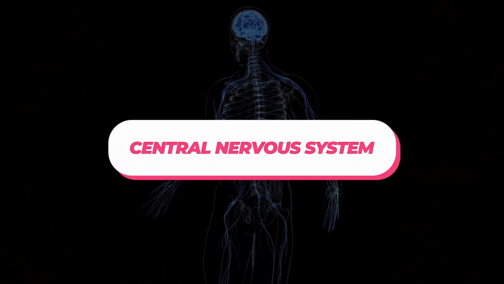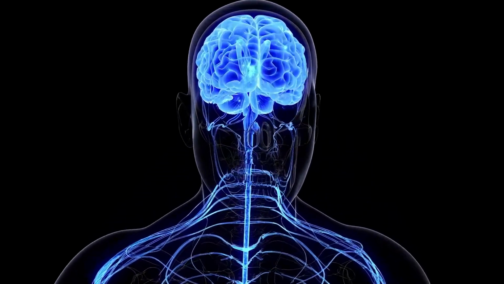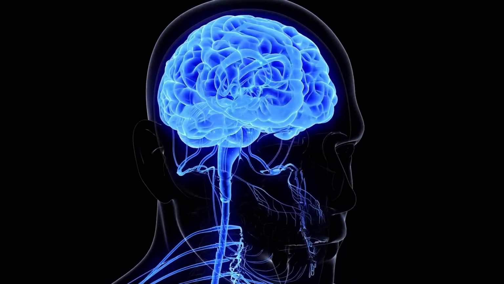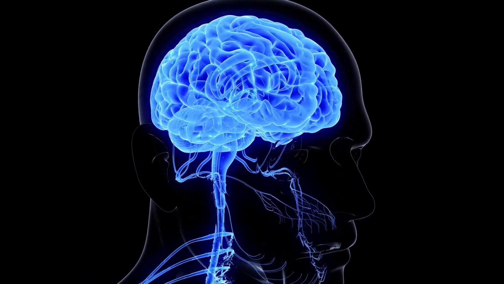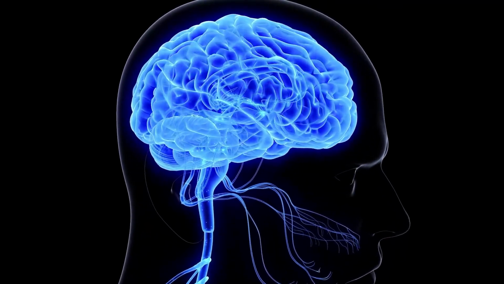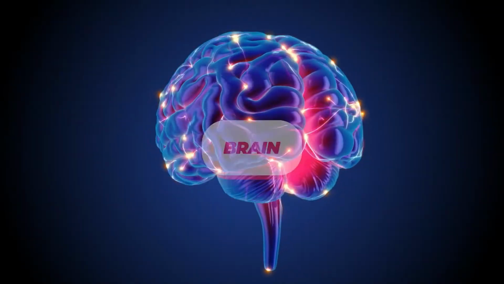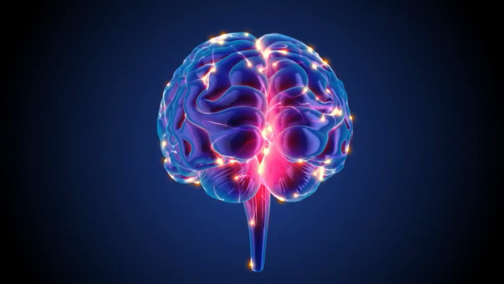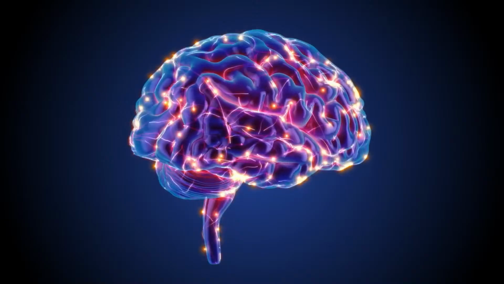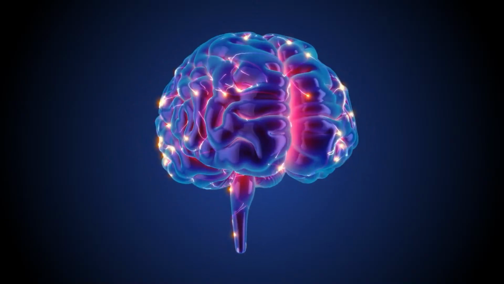Central nervous system. The central nervous system is the control center of the body. It consists of the brain and the spinal cord, and is responsible for processing and integrating sensory information, and coordinating the body's functions. Brain. The brain is a complex organ that is responsible for controlling all the body's functions, including thinking, feeling, and behaving.